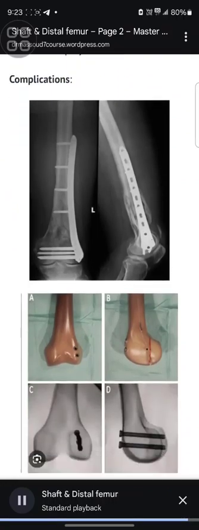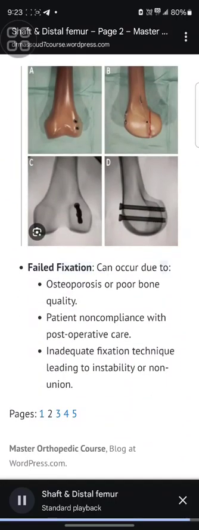Complications. Failed fixation can occur due to osteoporosis or poor bone quality, patient noncompliance with post-operative care, or inadequate fixation technique leading to instability or non-union.